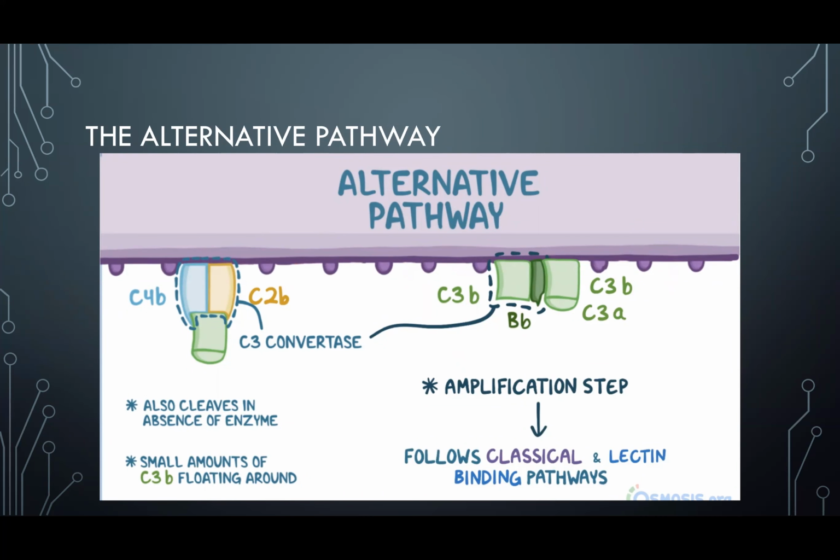Second pathway is the alternative pathway. The alternative pathway is part of innate immunity. The alternative pathway forms C3 convertase if the classical pathway is impaired. This is a much slower process in comparison.